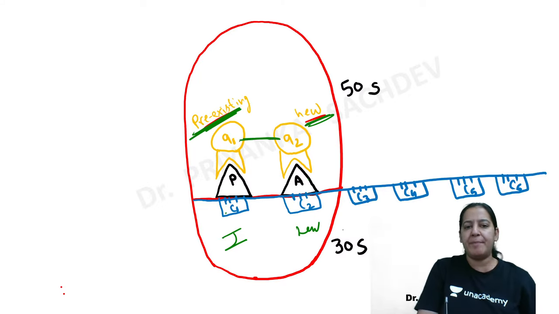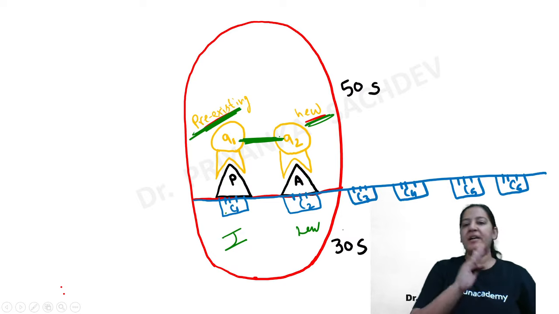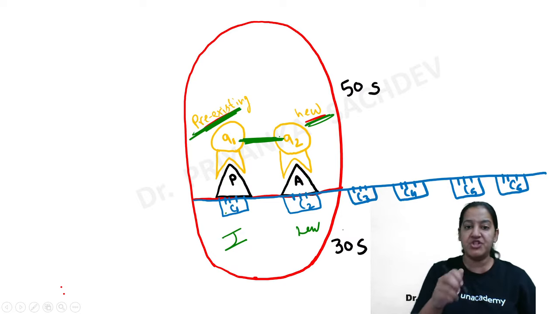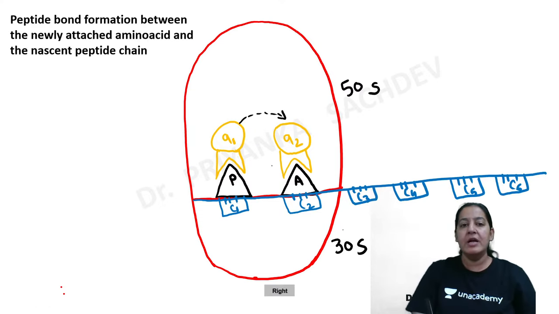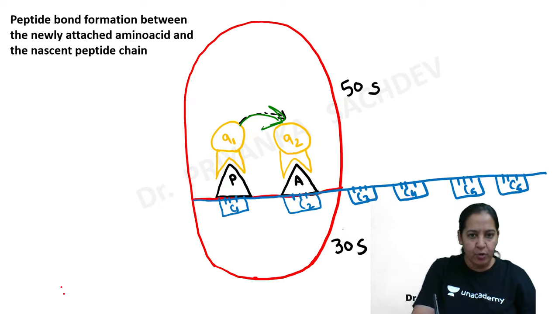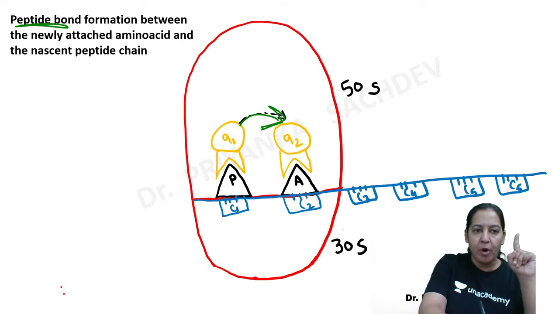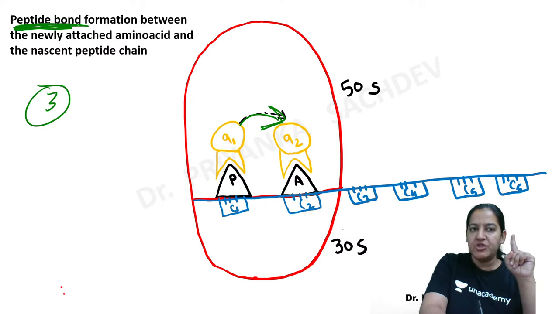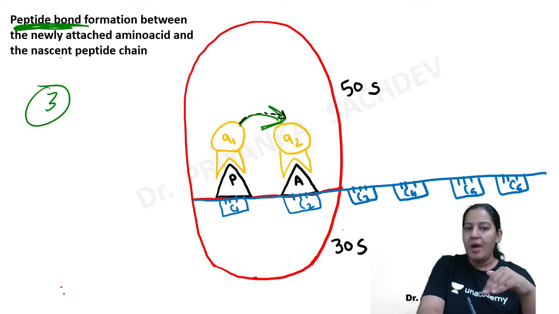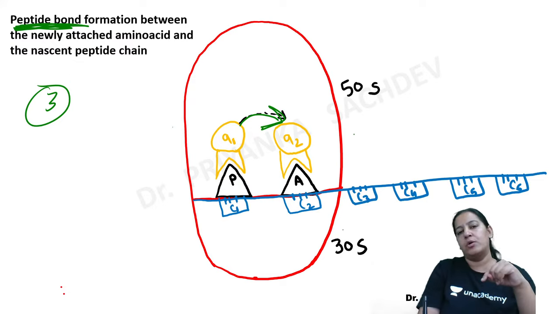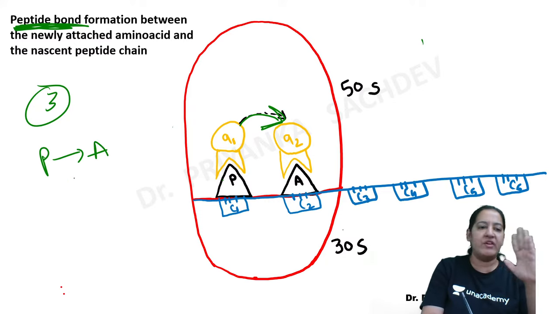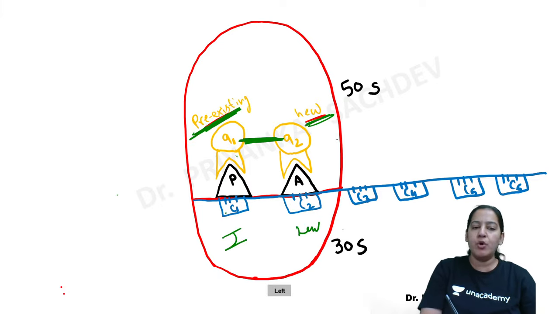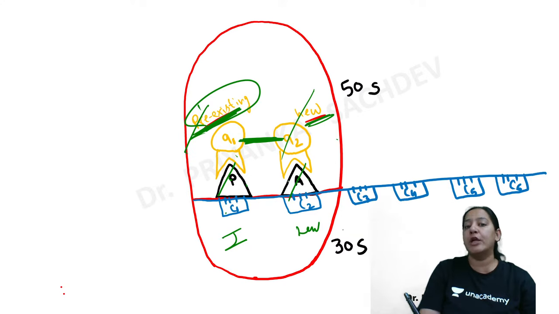Now, it's time for peptide bond formation between the two. So the pre-existing one and the new one will form a peptide bond. And the pre-existing will move to the new. The new will not move to the pre-existing. Listen to my point. Can you see the arrow? Mind the direction of the arrow. So there is a peptide bond. Step number 3: peptide bond formation between the pre-existing and the new, and shift of the pre-existing towards the new. This shift is known as P to A shift, because amino acids are shifting from the P window to the A window. Because as I have told you, always at P there is the pre-existing, and at A there is the new.